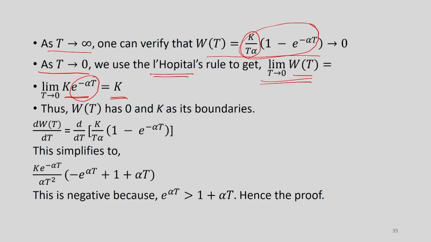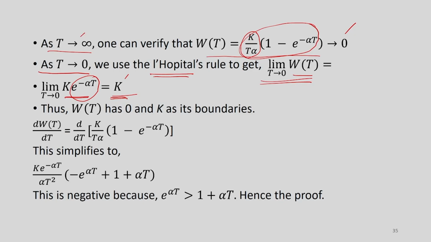And that was our second task, because what was the second task saying? That this function takes value from the range 0 to K. That's what we have shown here. If t goes to 0, the value of the function approaches K, and as t goes to infinity, the value of the function approaches 0.